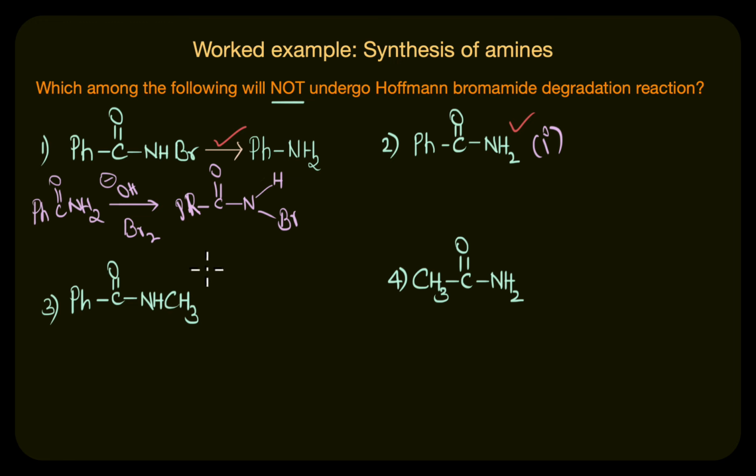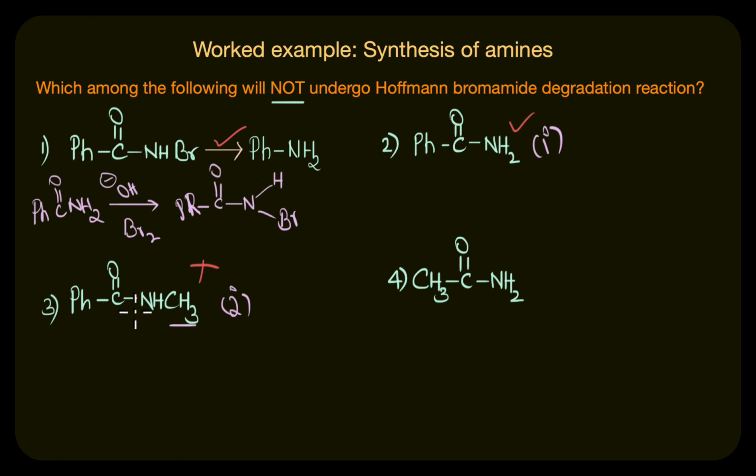Now let's look at the third option. We have PhCONHCH3. Now this one is tricky because this is a secondary amide. Here the nitrogen is bonded to a hydrogen atom and a methyl group. So this is a secondary amide. Now secondary amides do not participate in Hoffmann rearrangement reaction, because if you look at the mechanism, you will see that in the second step of deprotonation, we need another hydrogen atom attached to this in order for the isocyanate intermediate to form.